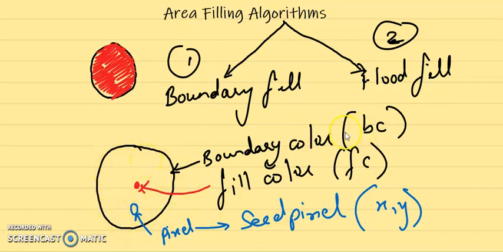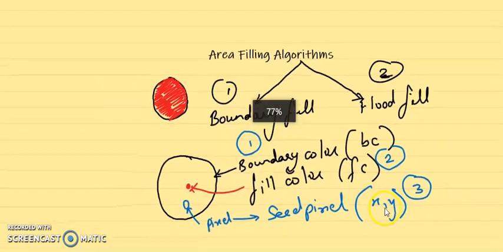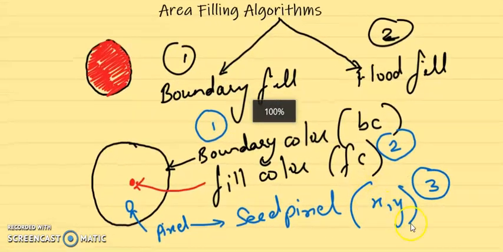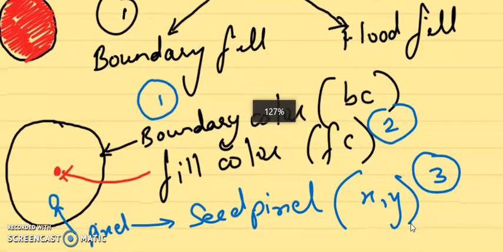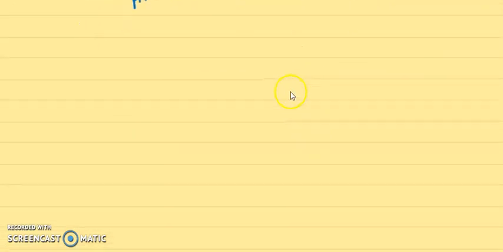So there are three things that I should know. One is the boundary color, the second is the required fill color, and the third is the seed pixel. Okay, if I know all these three things, then I can definitely fill my circle using the desired color, that's nothing but red color. So we proceed further and now we see how are we going to do it. This is about your basics, and now we move on to how I am going to do it basically.